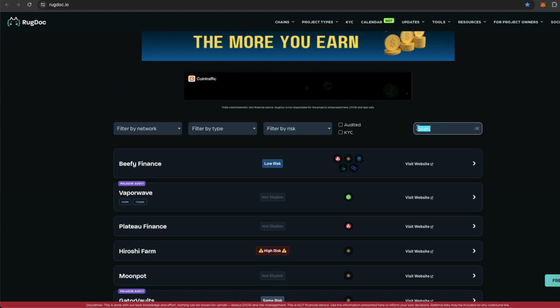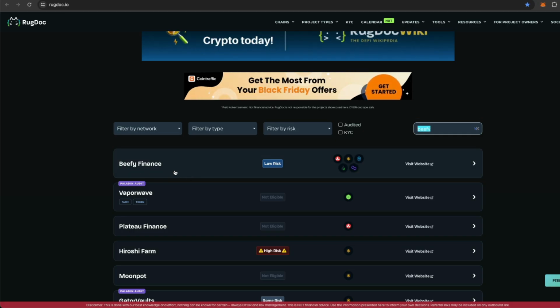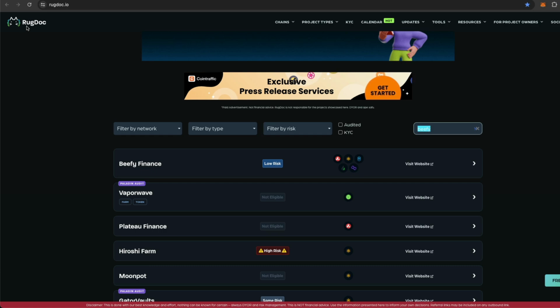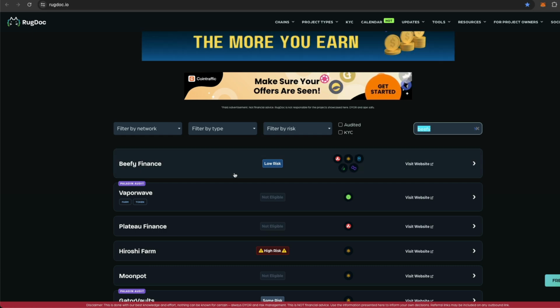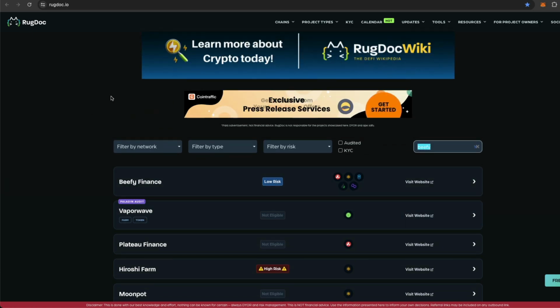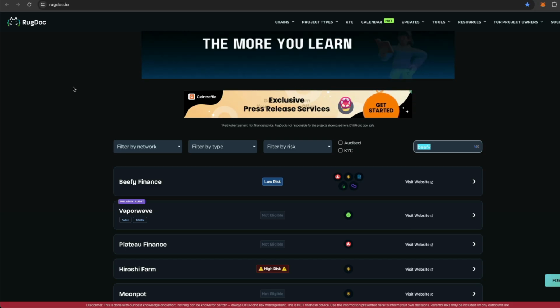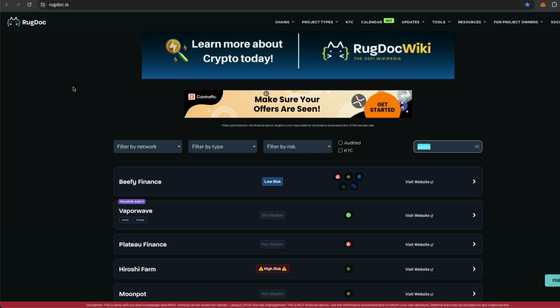Whereas here you're able to see that I'm searching up beefy.finance, which we looked at before, and we can see that it has a low risk associated with it. So rugdoc is able to help us analyze for safety concerns on the blockchain. You should probably still do your own research, but I think that rugdoc has a really nice community with a noble purpose of trying to keep everybody safe on DeFi protocols.